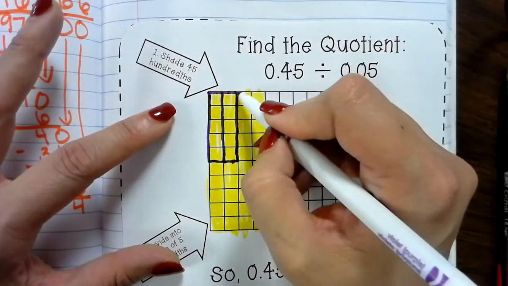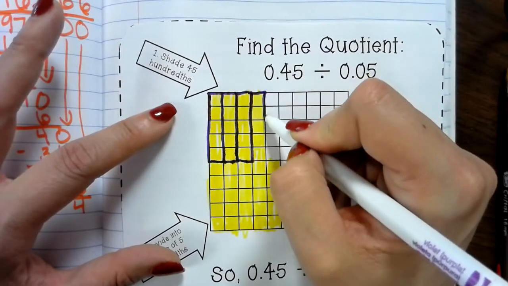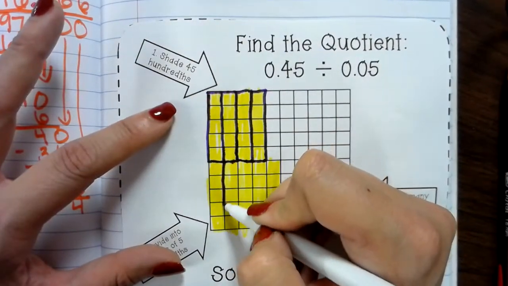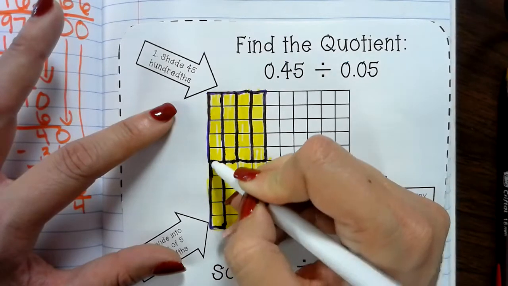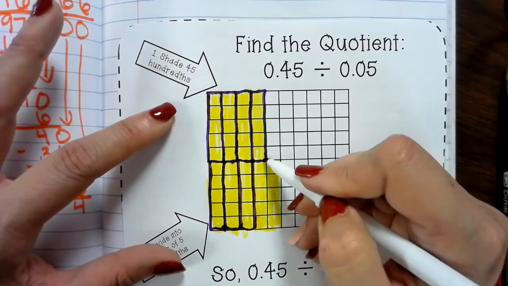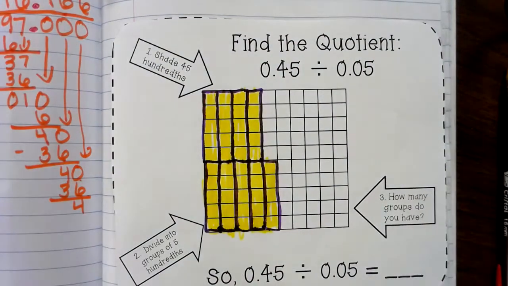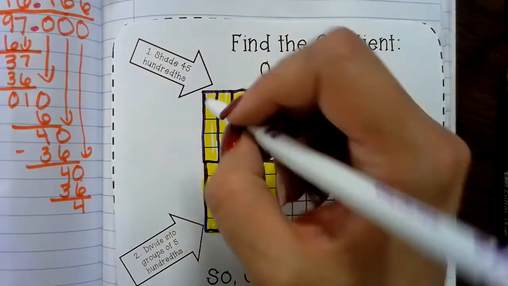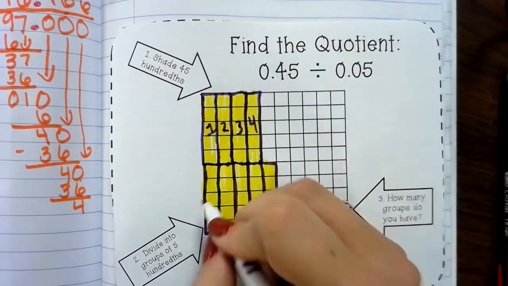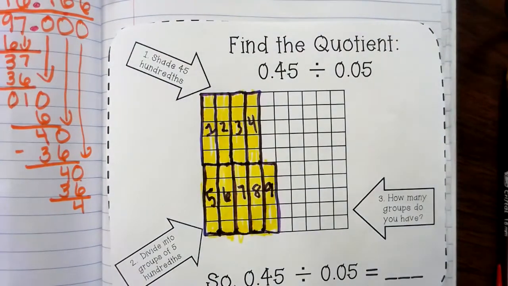And then we've got another group, 2, 3, 4, 5, and another, and another, and another group each of 5, continuing across the grid. So here's what I'm going to do. I'm going to label. I have one group, 2, 3, 4, 5, 6, 7, 8, 9.